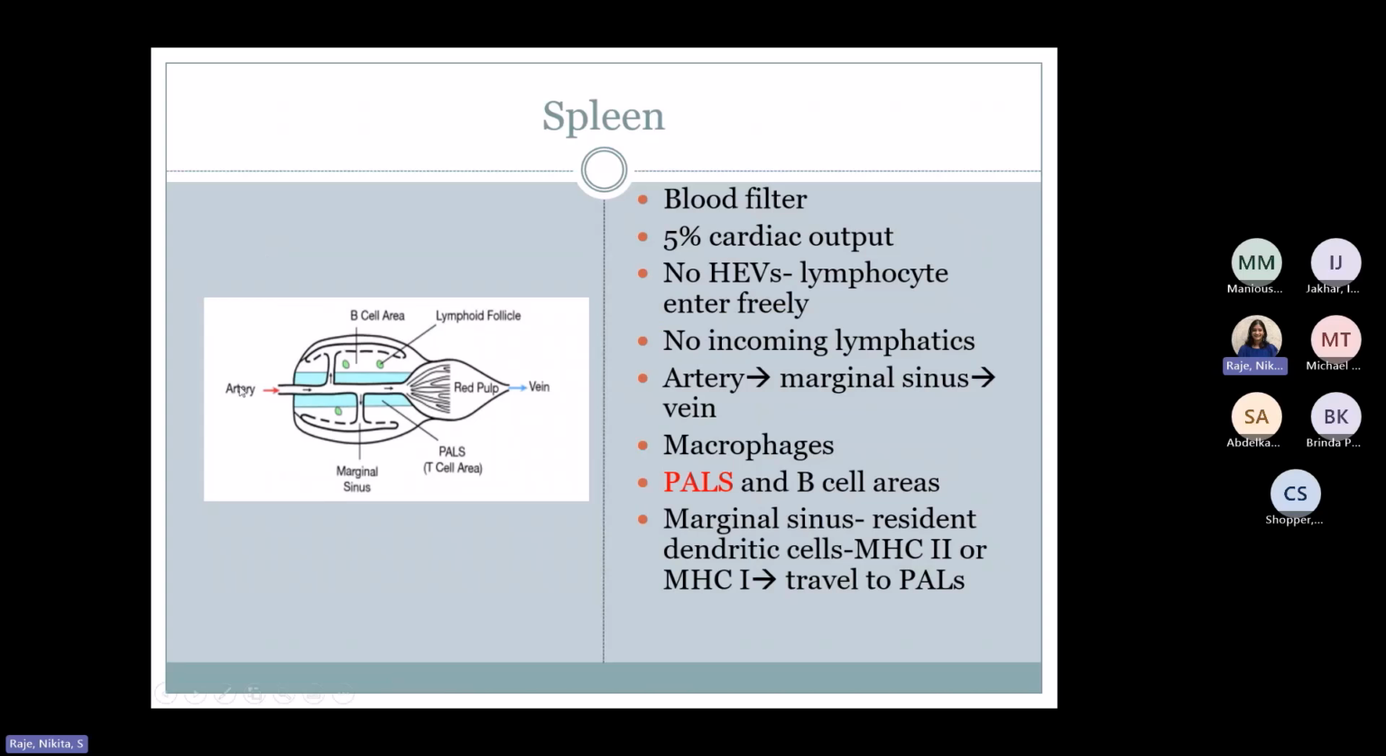So the splenic artery goes through the spleen. It goes through the marginal sinus. Here is the marginal sinus. And then it forms the vein and gets out of the spleen. There are macrophages in the marginal sinus that will take up the bigger antigens. And then the lymphocytes are entering the B cell region and the T cell region. So the B cell region has the lymphoid follicles, and along the arterioles are the T cell regions, and they are called the periarteriolar lymphocyte sheath or PALS. That's the T cell area of the spleen. All right, so that's how the spleen works.